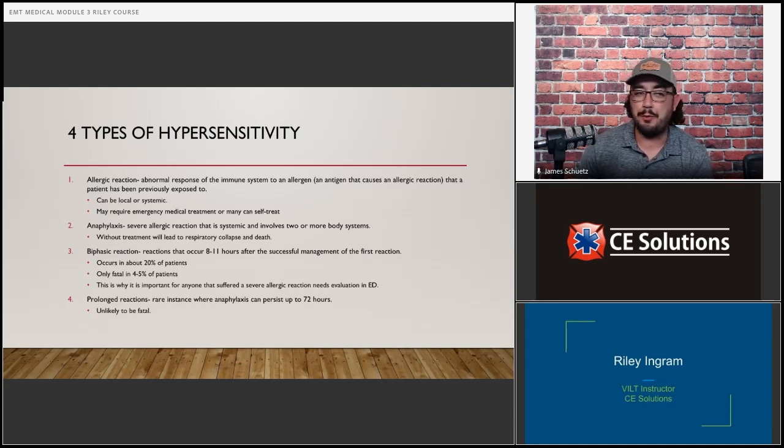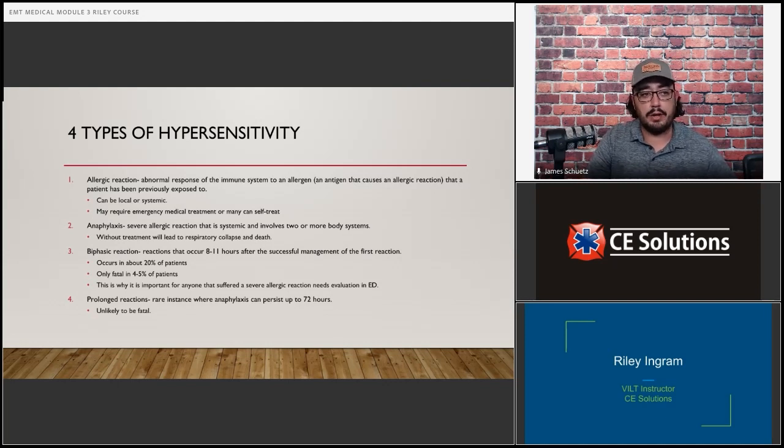It's only fatal in 4 to 5% of those patients, though. So 20% of them will have it, but only 4 to 5% of those will be fatal. All right, so a little comforting there, but it's still something we definitely need to know how to treat or look out for. This is why it's important for anyone who has suffered any type of severe allergic reaction to go to the ED for evaluation.